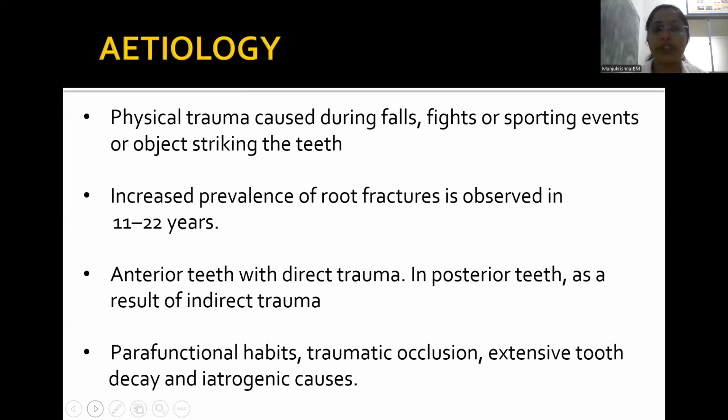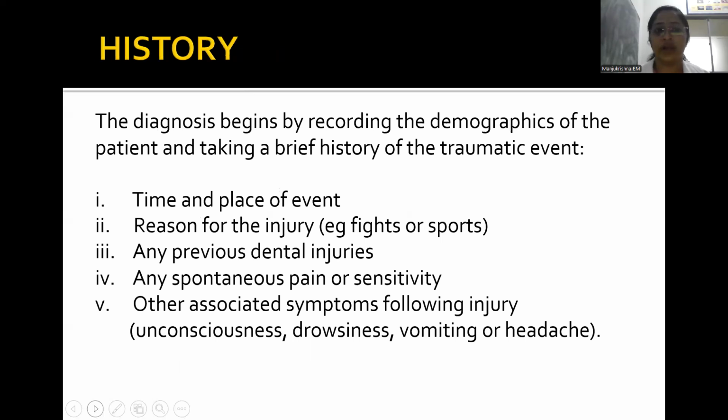What will be the etiology? Physical trauma due to a fall, fists, force, or an object striking the root. There is increased prevalence of root fracture at 11 to 22 years. Anterior teeth with direct trauma, posterior teeth resulting from indirect trauma, parafunctional habits, traumatic occlusion, extensive tooth decay, and reactivity are the etiology.